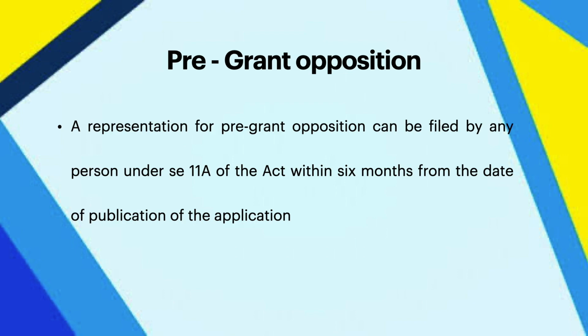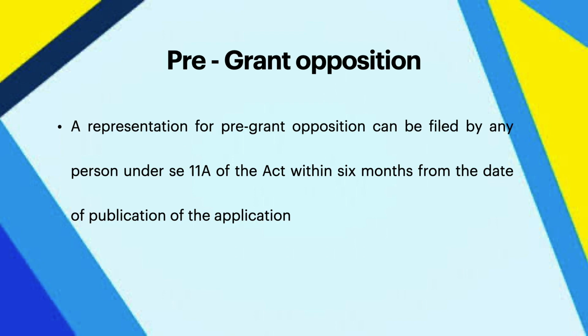So today we'll be studying pre-grant opposition and post-grant opposition. That means if anyone in the society or in the public wants to oppose your invention, they can do it at 2 levels. One is pre-grant. A representation for pre-grant opposition can be filed by any person. There is no partiality: it's not only a company, or only an individual. Any person, whether an institution, a company or an individual, can always file an opposition letter on your invention as laid under Section 11A of the Act within 6 months from the date of publication.